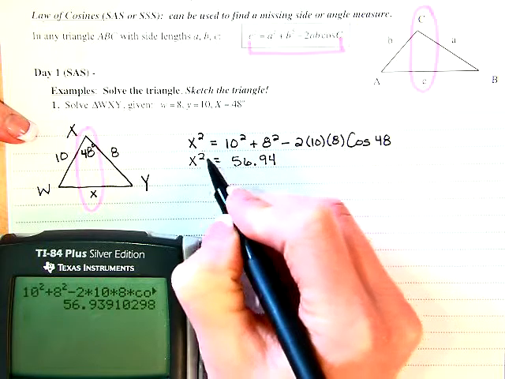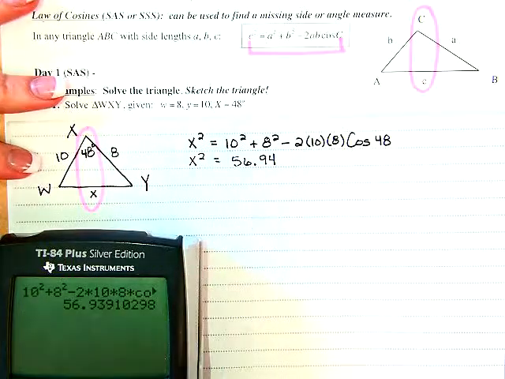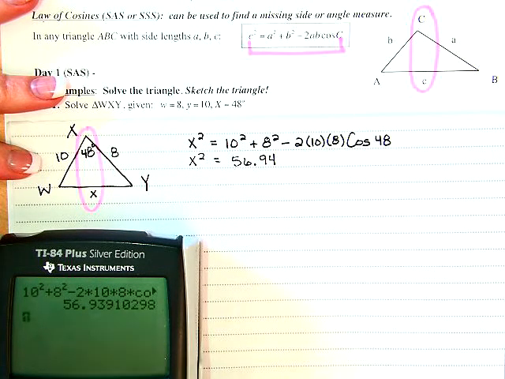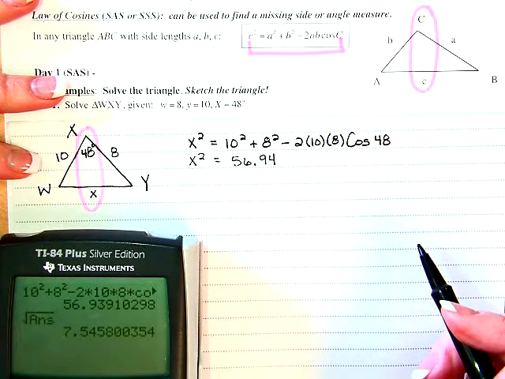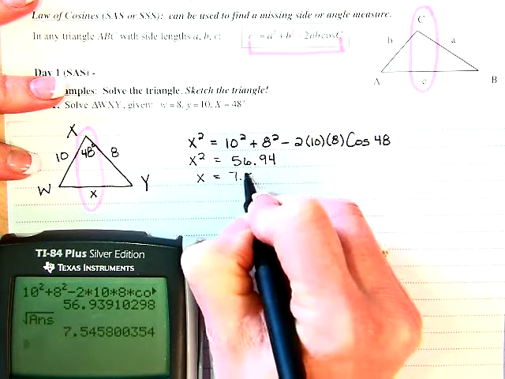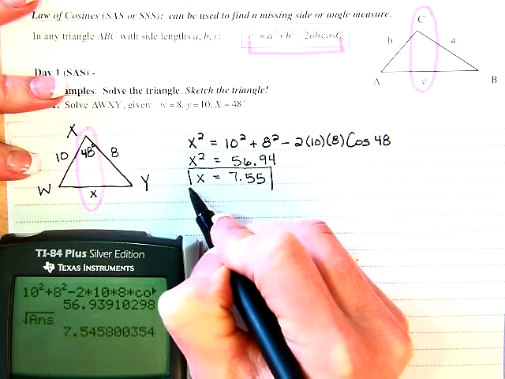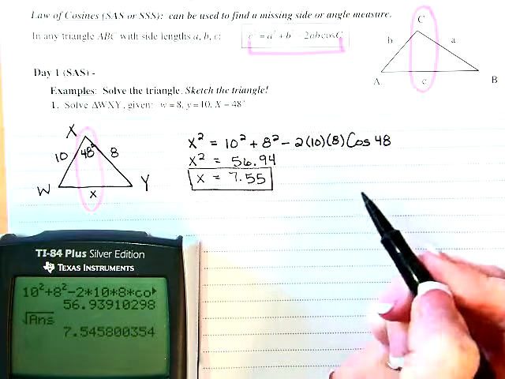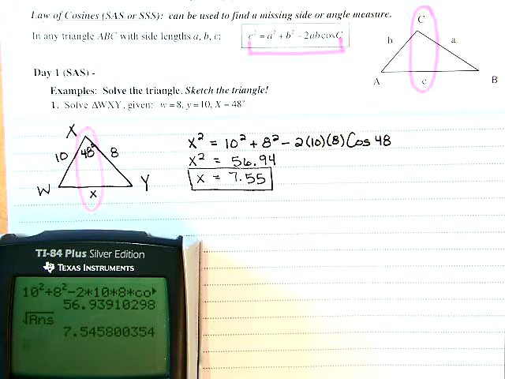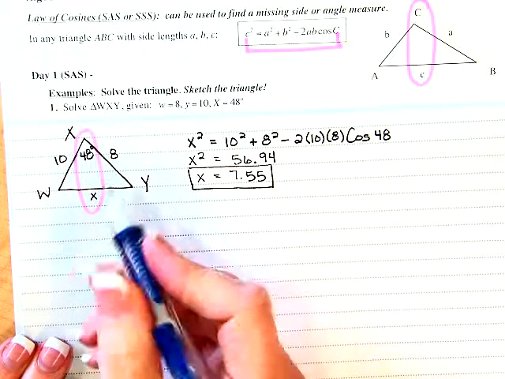So before we're done here, we've got to get a 1x to the first power by itself. So we're going to go to our calculator and go second square root and then that last answer. So we get 7.55 is x. I'm rounding again to the nearest hundredth. And that is our first missing piece, and it is the only piece that we can actually find. So I'm going to grab my pencil and plug that value in right down here, 7.55.